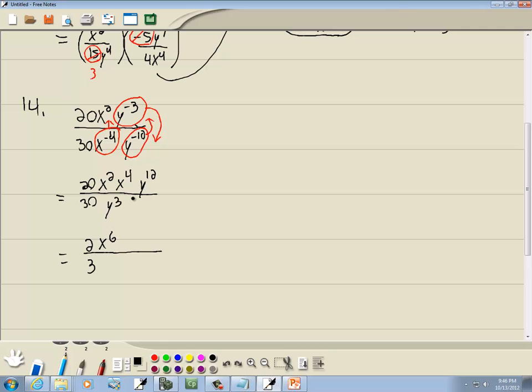And here we have y to a power over y to a power. Well, we're going to subtract the smaller exponent from the larger one. 12 minus 3 gives us 9. And we're going to have y to the 9th where our larger exponent was, which was on top. So our answer is 2x to the 6, y to the 9th over 3.